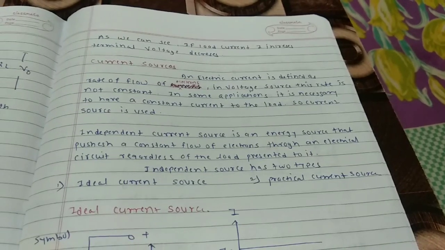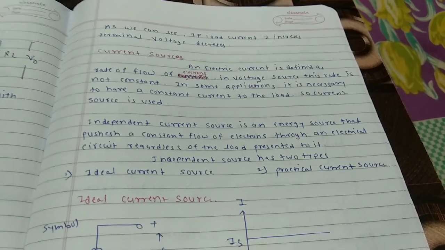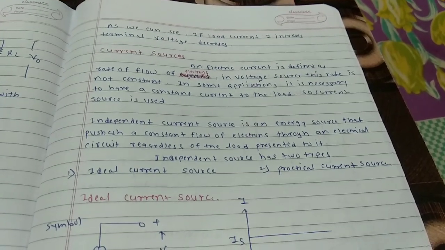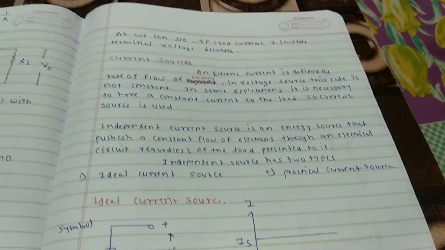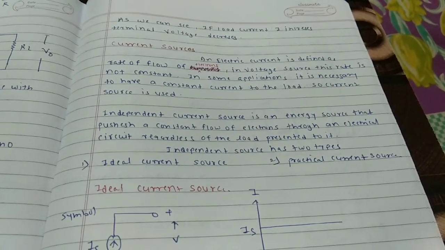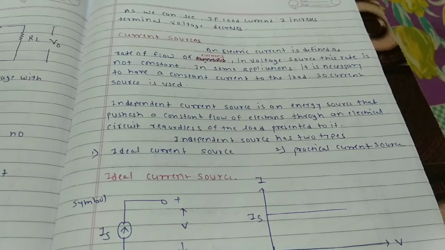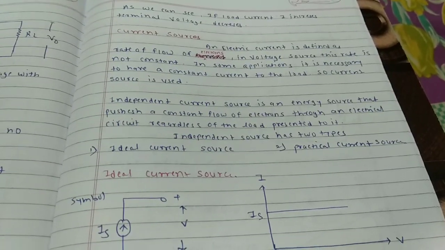Good morning, students. In the last video we have seen what is a voltage source, what are the two types of a voltage source, and also we have seen an ideal voltage source and a practical voltage source. So in this video we will see what is a current source and why it is needed. Okay, so let's start with today's first point, current source.